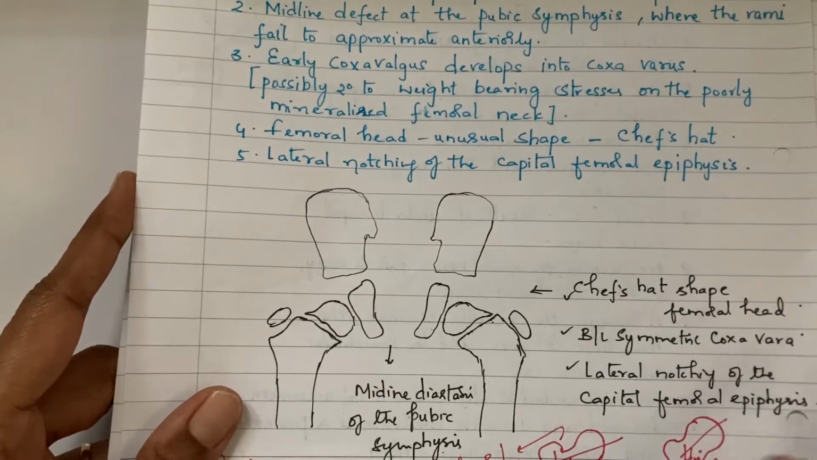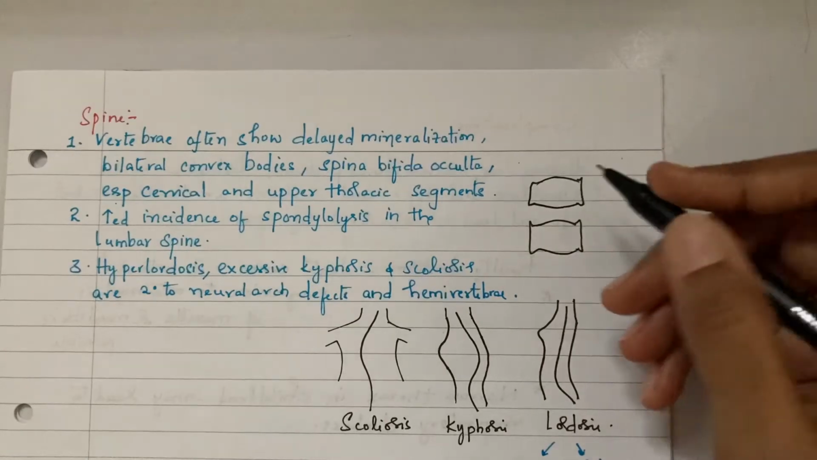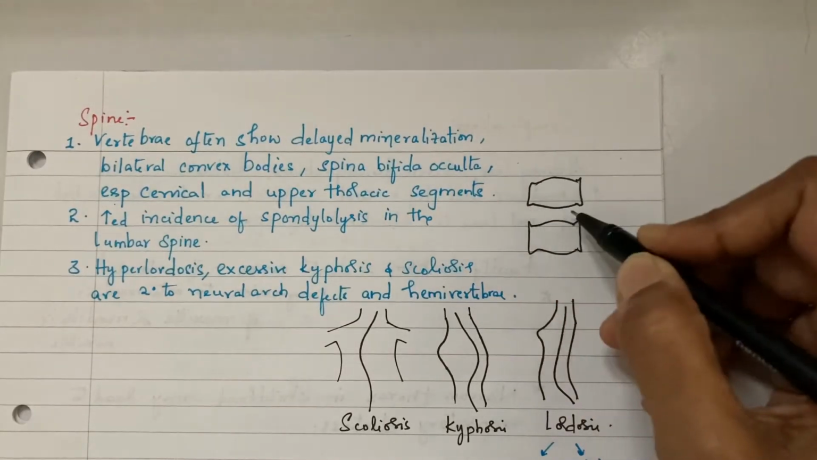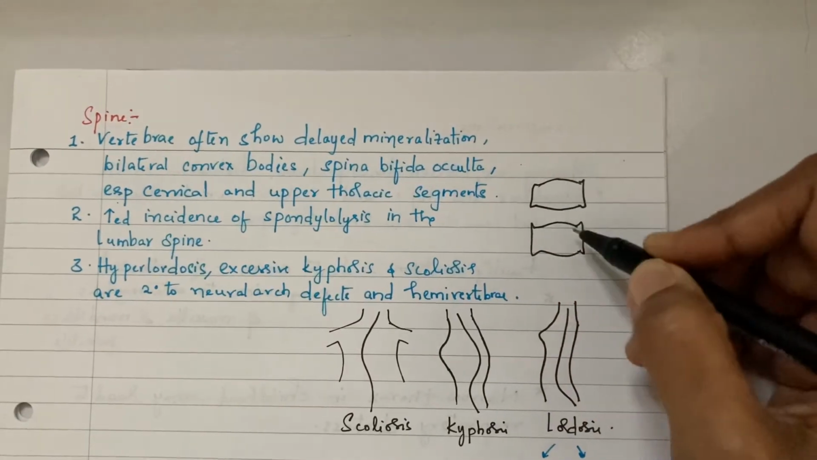There will be bilateral symmetric coxa vara. Then coming to spine, what happens? They'll have biconvex vertebral bodies. This looks something like a chocolate.